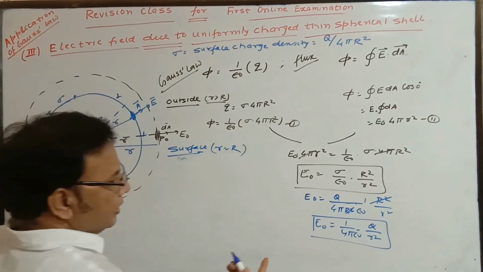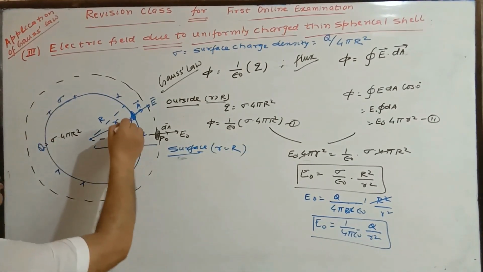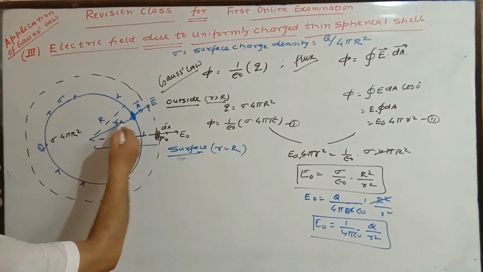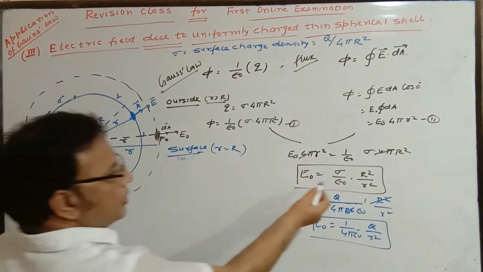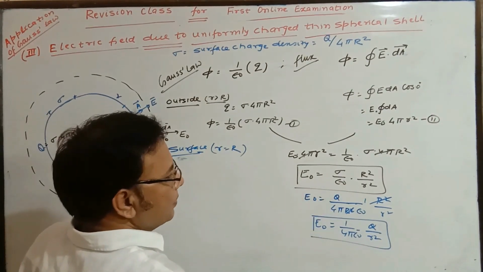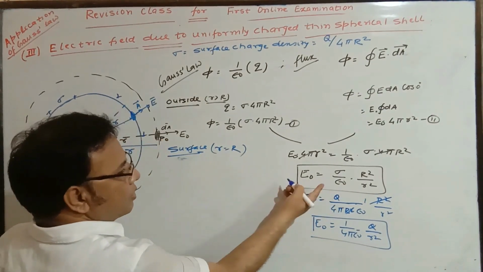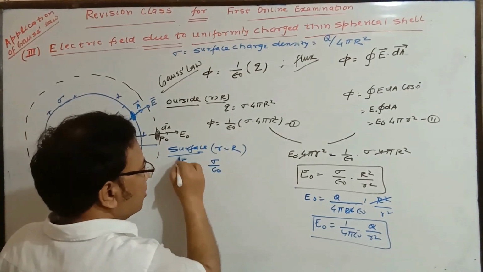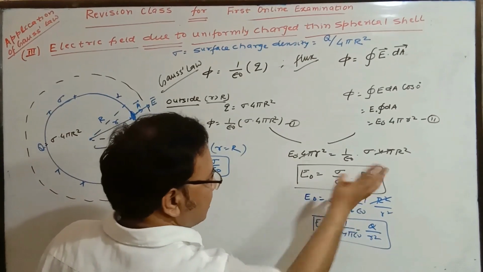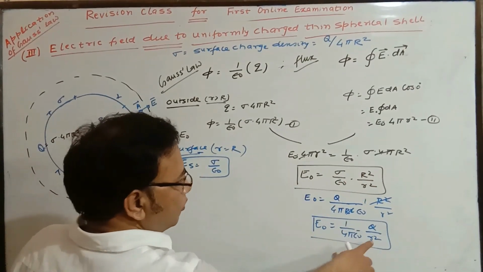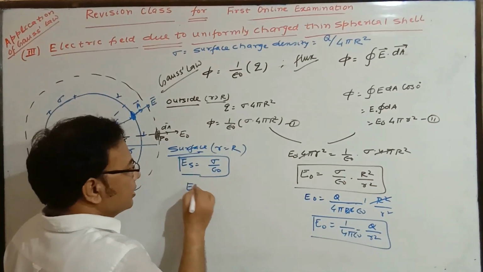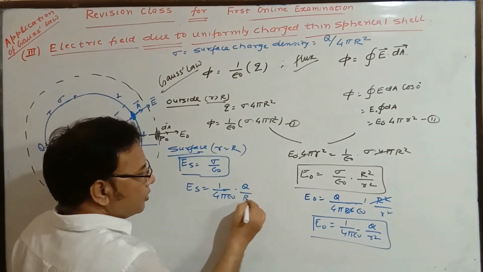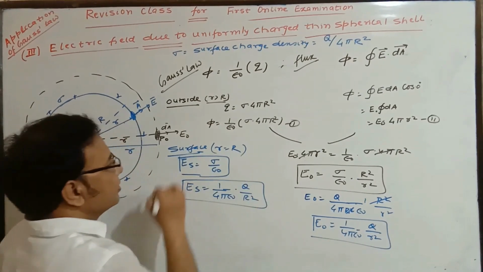Either way you can substitute: you take a Gaussian sphere of radius small r equal to capital R, or in this particular expression you put small r equal to capital R. If you put r equal to capital R here, then E at the surface is sigma by epsilon naught, because these r squares cancel out due to equal value. If you put it here, then E at the surface is 1 by 4 pi epsilon naught Q by r square. This is at the surface.